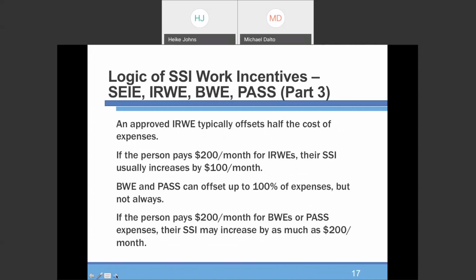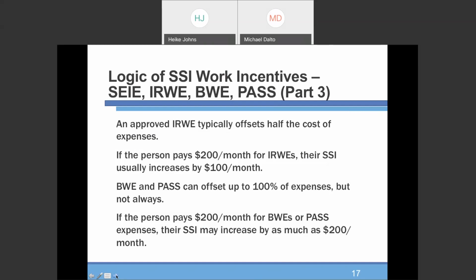Now, IRWE, impairment-related work expense, typically only offsets half the cost of an expense. For example, if a person pays $200 a month for IRWEs, and they're getting SSI, their SSI will usually increase by $100 a month, half the amount that they're spending. So it's only offsetting about 50% of the cost that they're paying out of pocket.